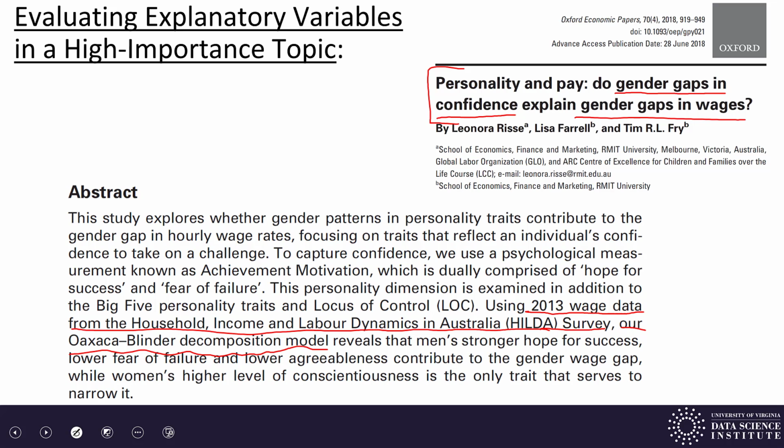They say it reveals that men's stronger hope for success, they give a couple of personality traits, lower fear of failure and lower agreeableness contribute to the gender wage gap. They don't say whether it explains it entirely or not, but they contribute to the gender wage gap. And that women's higher level of conscientiousness is the only trait that serves to narrow that gap. So some of these personality traits are contributing to the gender wage gap, and they're important traits when you're trying to understand what are the factors that create the gender wage gap.